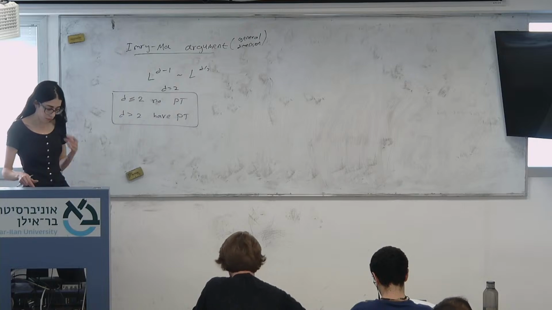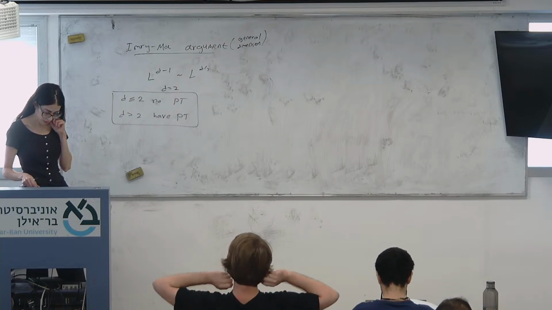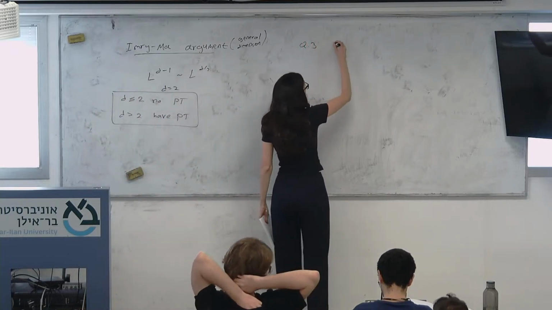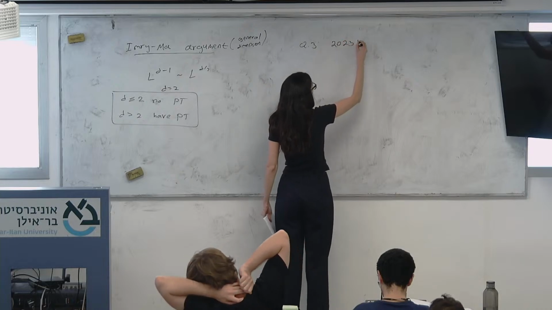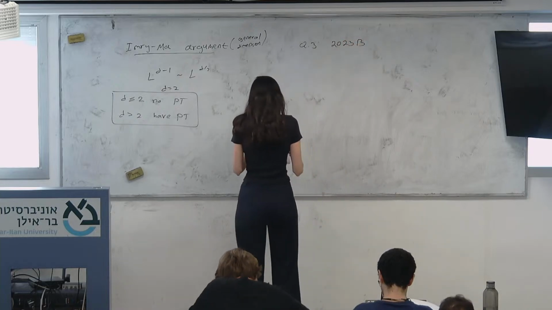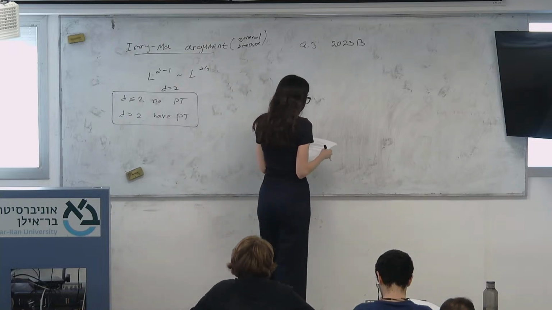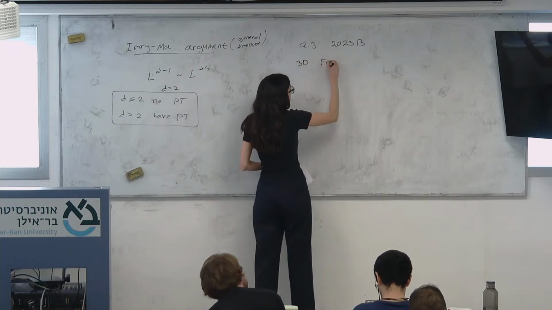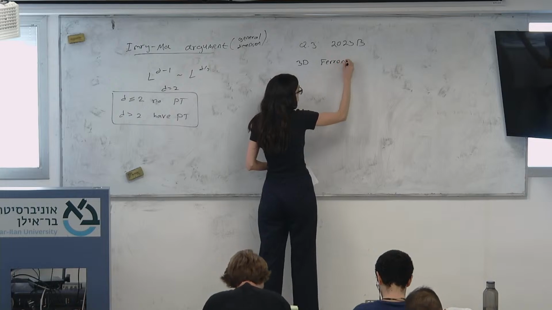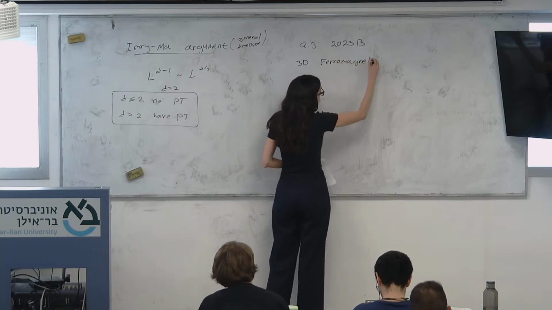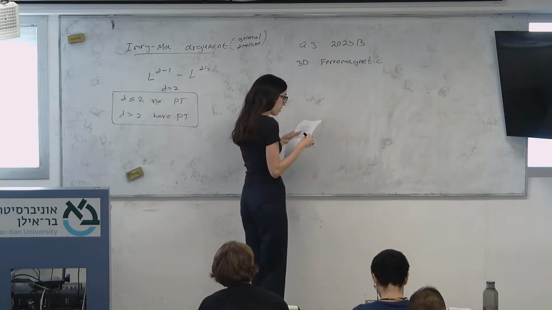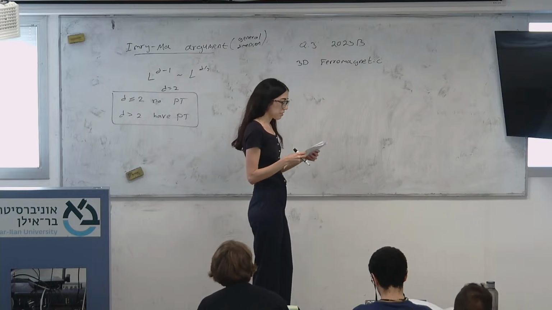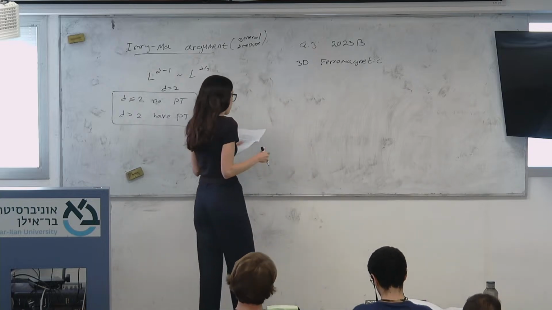So let's solve a question from last year's exam. This is question 3, 2023B. You're given a three-dimensional system, so 3D ferromagnetic system. Ferromagnetic interaction, you have a coupling coefficient J, and the system is subjected to some random field.